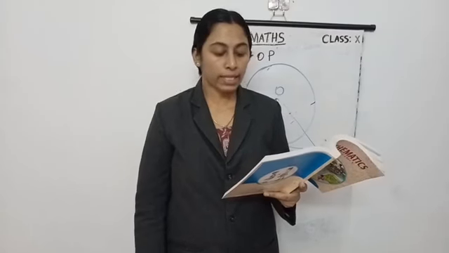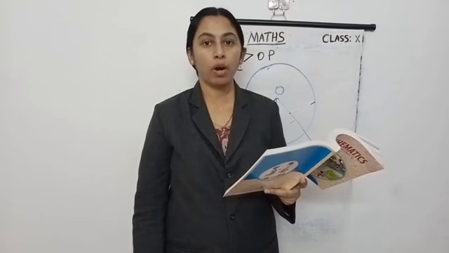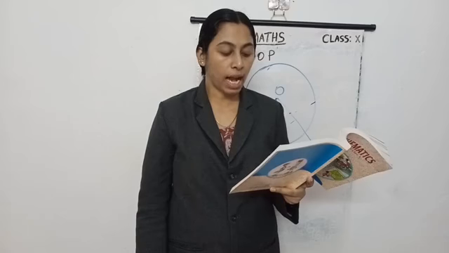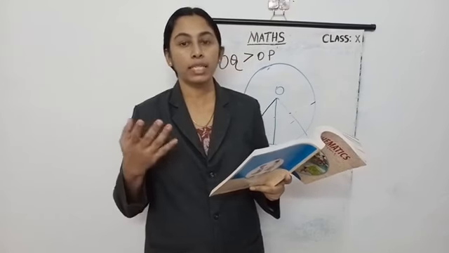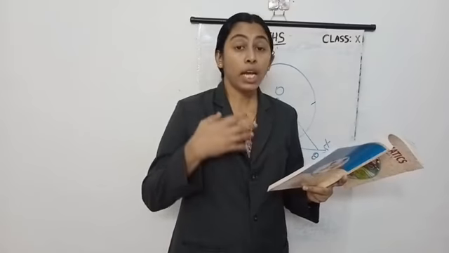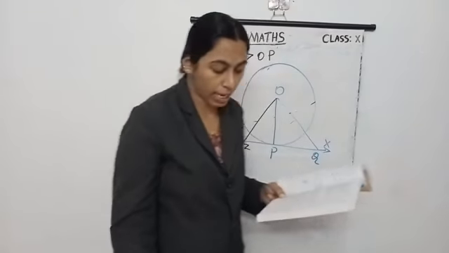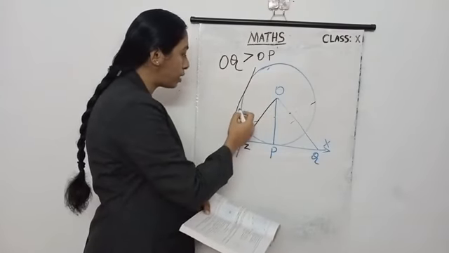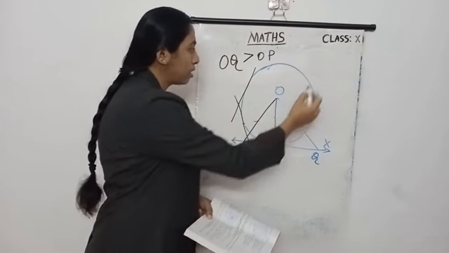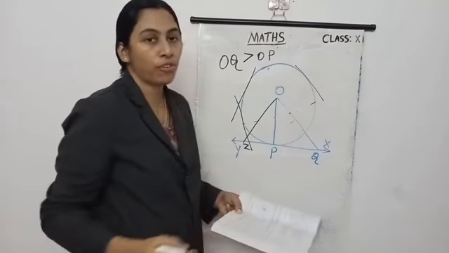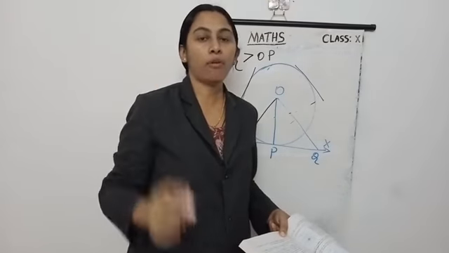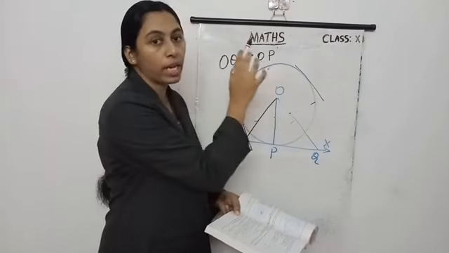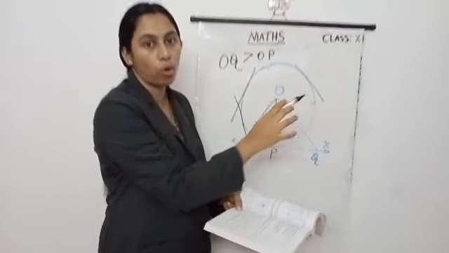Understood? Now exercise 10.1. Take your pencil or pen also. First question: How many tangents can a circle have? Infinitely many. We can draw a tangent at any point on the circle, isn't it? Like this. Why infinitely many? A circle has infinitely many points and so a circle has infinitely many tangents also.